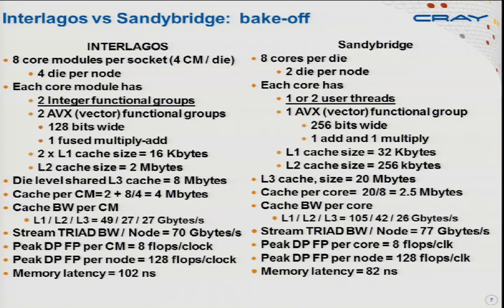So here's cache bandwidth per core module. L1, 49. L1 over here, 105. So this one, the L1 is slightly bigger, but twice as fast. And I really do think that you can see this on some of your applications and some of our performance. L2, 27. L2 over here, 42. Not quite twice as fast, but 50% faster. Again, a nice performance boost. And then over here for L3, 27 gigabytes, over here 26 gigabytes.